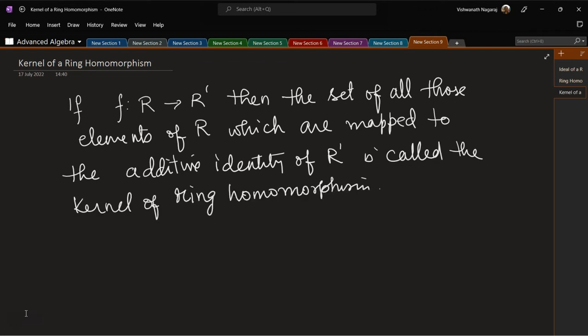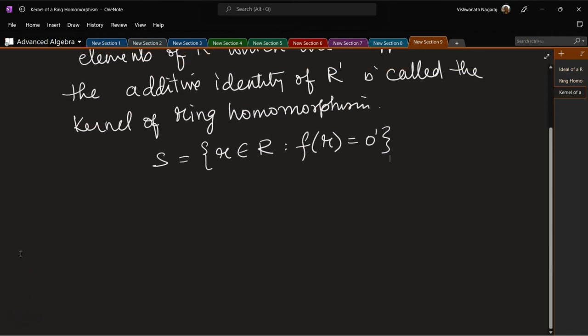Okay, so this can be written as: the kernel is equal to the set of elements r of R such that f of r is equal to 0 prime, where 0 prime is the additive identity of R prime. Okay, let's look at it in more detail in terms of theorems. So let's look at the first theorem.